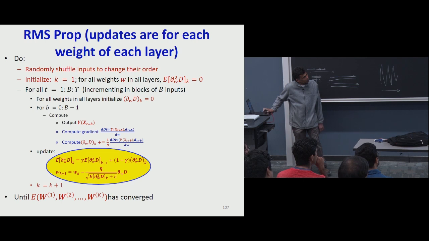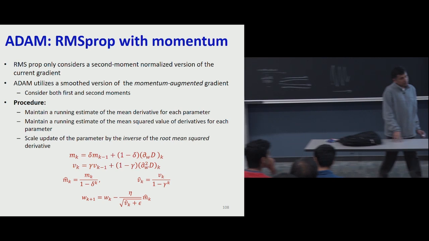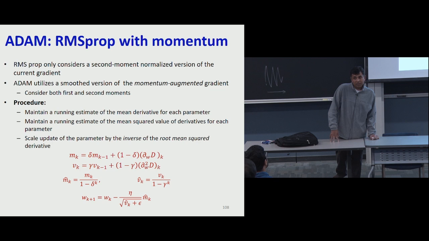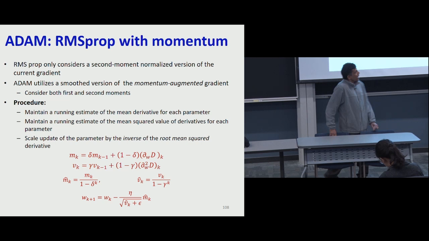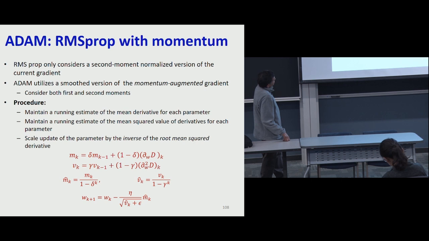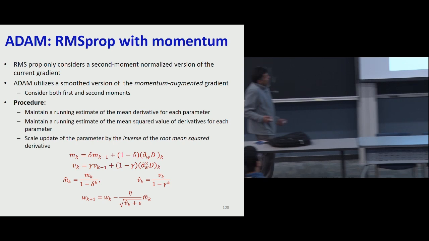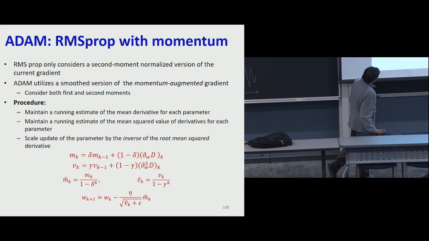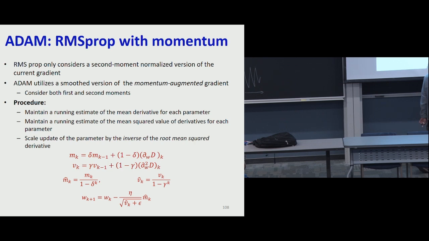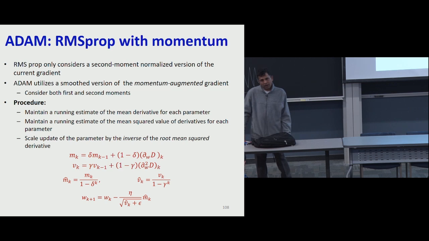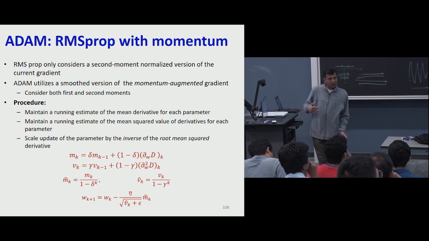Now, obviously, the immediate next step is, why am I ignoring the expected value? I should be considering both the expected value and the second moment, should I not? And it turns out that Adam is the algorithm that actually does this. Adam has updates where you maintain a running estimate of the mean derivative for each parameter. You maintain a running estimate of the mean squared derivative, and then you have a step size that looks at the mean, but it's normalized by the RMS value. So you're considering both the expected derivative and the variance. This is basically momentum with normalization, right?